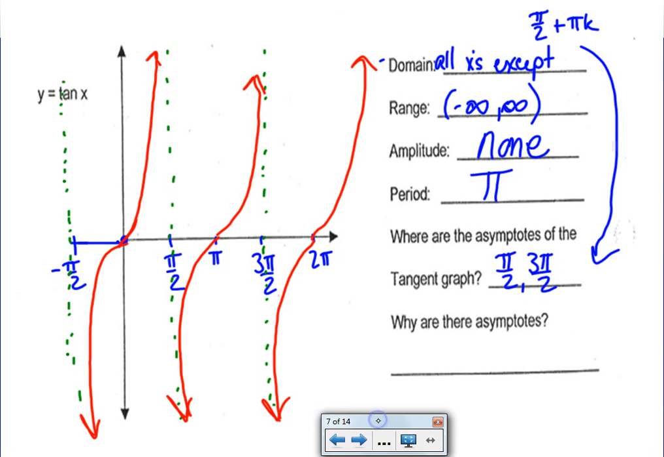Okay, I think you already answered this for me earlier. Why are these asymptotes? Tangent is sine divided by cosine. And what would have to be 0 to make this statement undefined? Cosine. If the cosine was 0. So why are these asymptotes? Because the cosine value at those points is 0.